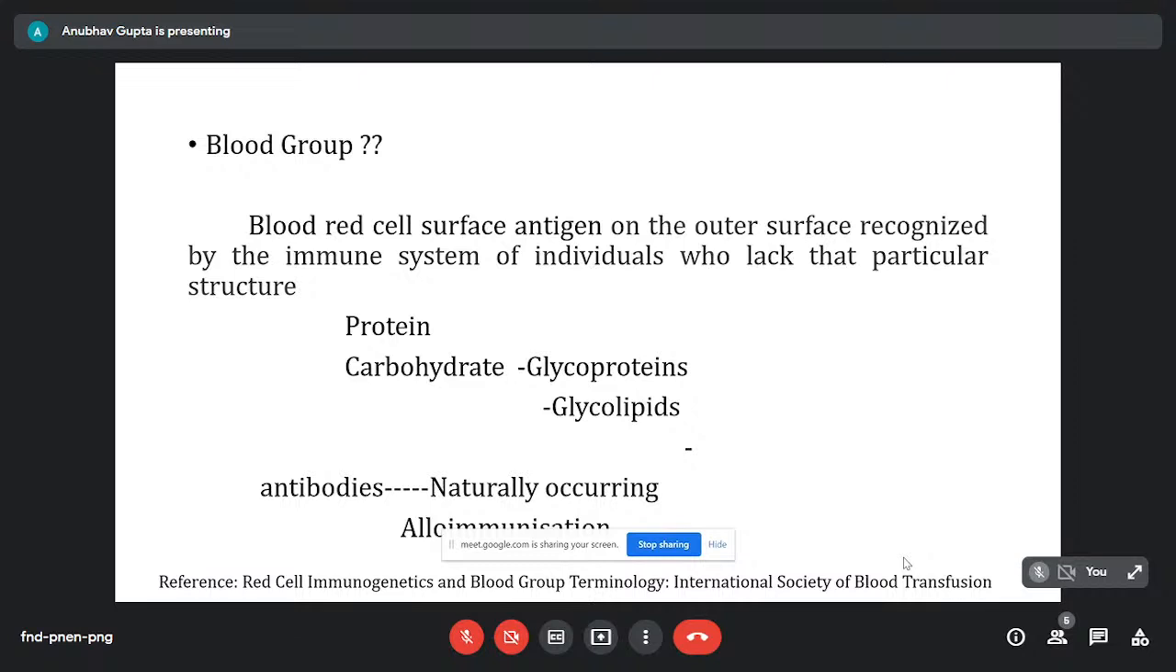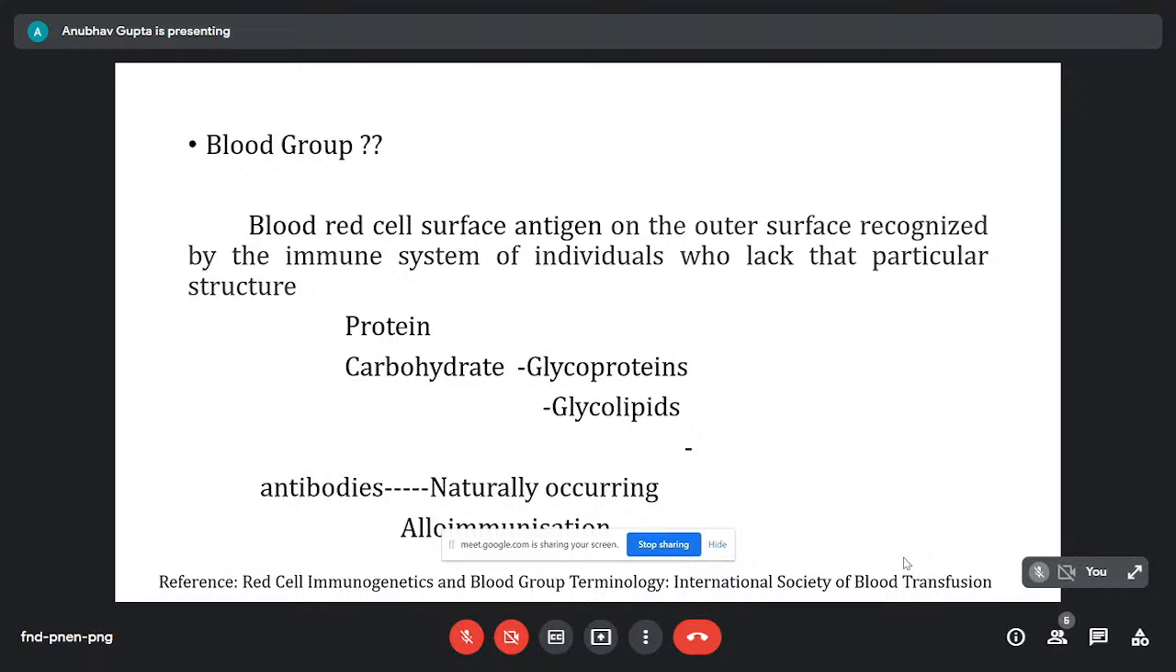Basically, the blood groups are the red cell antigens. They are the antigens on the outer surface which are recognized by the immune system of an individual who lacks that particular structure. That means if my blood group is A, it means that I am harboring the A antigen on my RBC membrane.